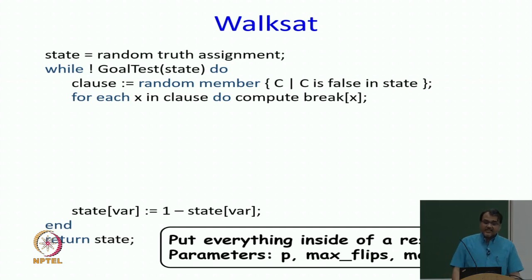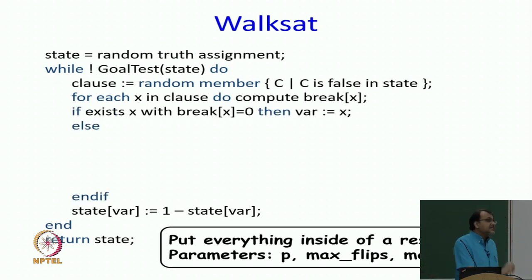And now if there exists a single variable with break of x equal to 0, what do we do? We just flip that variable. Nothing is getting broken, so who cares? Only something positive is going to happen with this flip, nothing is going to break, so let us make that move. So if there exists something with break x equal to 0, then variable x has been flipped.